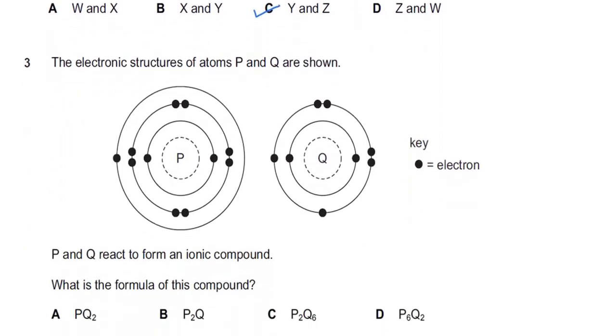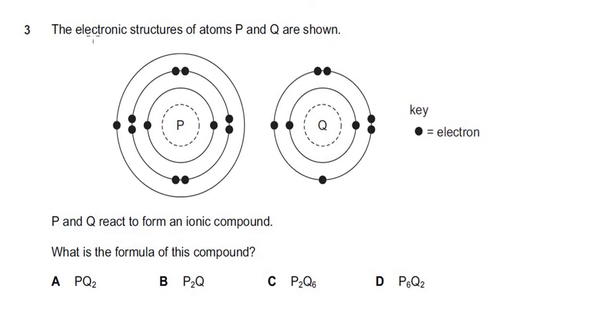Let's start with the third question, which says the electronic structures of atoms P and Q are shown. Now you can see here the structure of atom P and atom Q. The question says P and Q react to form an ionic compound. What is the formula of this compound? So let's have a look at the structures of P and Q. Element P has an electronic structure of 2, 8 and 1, because as we can see, the inner shells with 2 and 8 electrons are full, and the third shell has only 1 electron. And for Q, we can see that it has the structure 2 and 6, because it has 6 outer shell electrons.